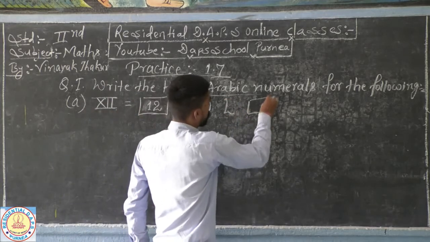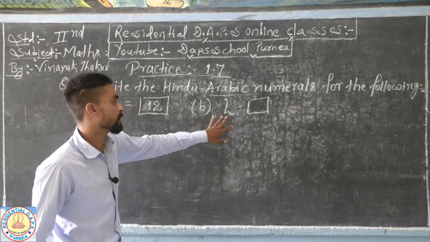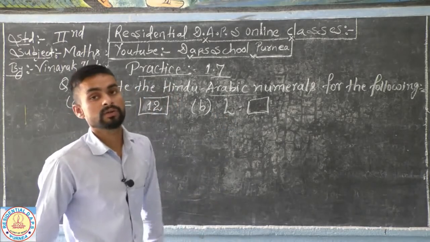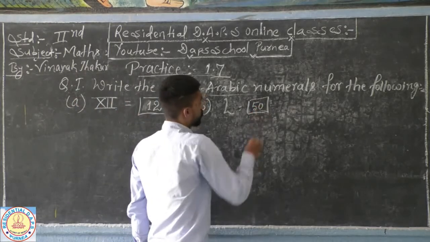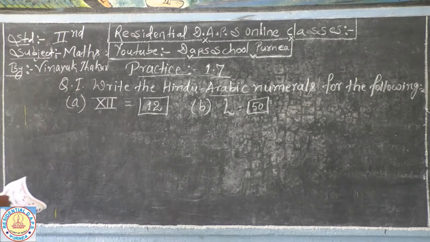L. What is the meaning of L? Roman numeral L means 50. It means 50, so you need to just remember that point. L means 50.